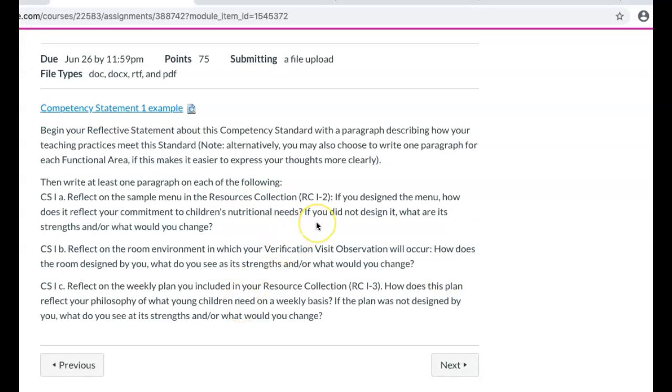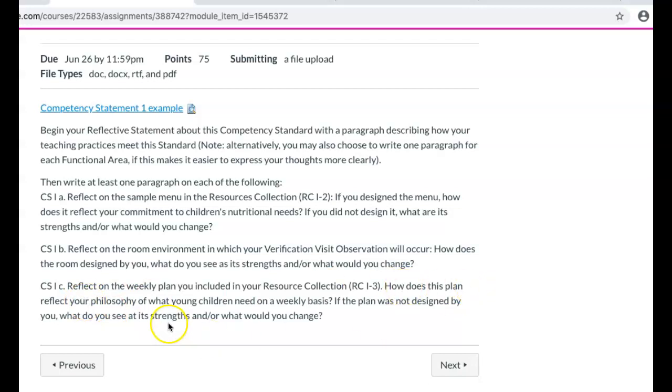So 1 is going to be look at the menu and tie back into what you just turned in with the menu if you did that part of it. Part 2 is your room environment. Reflect on it and how, if the room was designed by you, for example, if you're the assistant and you don't have a whole lot of say in how that is, what would you change about it? And then your weekly lesson plan.